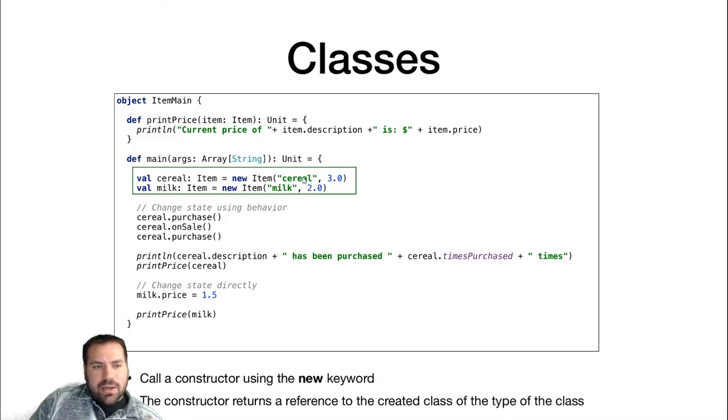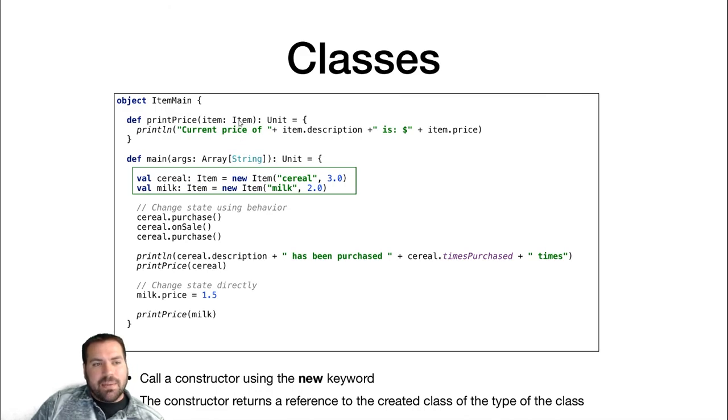So when we create new items, it's going to return a reference to the object that was created. We'll talk about references next week, so if you don't want to think about that yet, don't worry. And then we're going to store it in a value. In this case, we could use var, but a value of type Item. Since we just created our brand new type, we can create values and variables of that type.